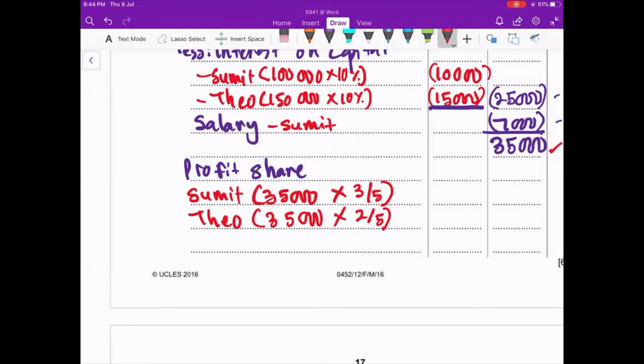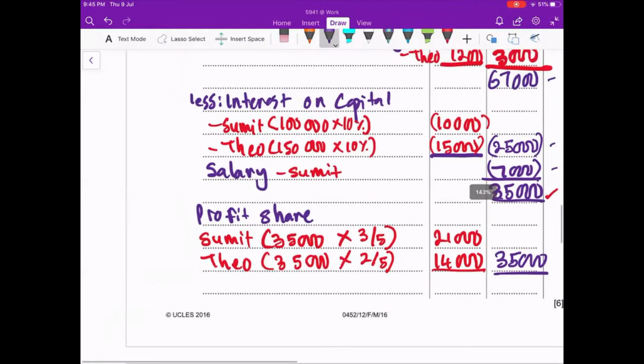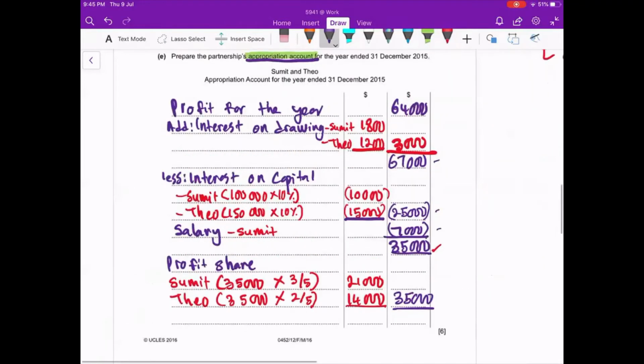So take a calculator and calculate 35,000 times 3/5. You will get how much? 21,000. And Theo will get 14,000. 21,000 and 14,000, the total of this, you will get 35,000, which is equivalent to this. Okay, this is how we do the appropriation account for partnership. Easy to remember.